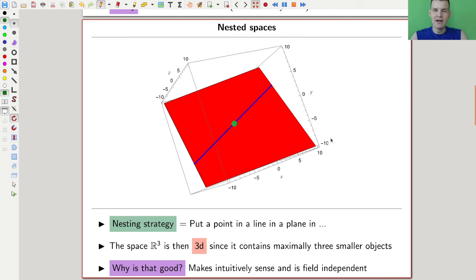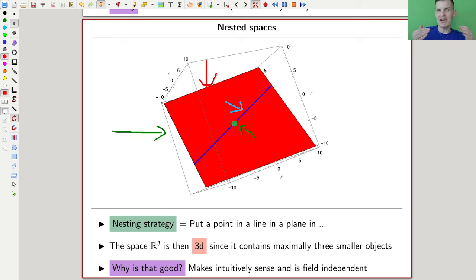But let's start slowly. It turns out that the correct notion of dimension in algebraic geometry is not so difficult. I hope this is an okay picture. I have a point, which is here in the middle, difficult to see, and I have a line, which is the blue one here, and I have a very obvious red plane here in the front. And it's really this idea of nesting: a point, which is a zero-dimensional object, in a line, which is a one-dimensional object, in a plane, which is a two-dimensional object, in a space, which in this case is three-dimensional space, and so on, right?